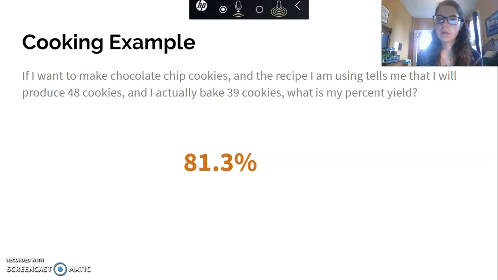For example, when we bake cookies, a lot of the time you are making them based on a recipe. If you look at Nestle Toll House, I think the yield is 48 cookies. Let's say you make that recipe and you actually bake 39 cookies. You can determine your percent yield. To do that, you would divide 39 by 48, multiply by 100, and you find out that your percent yield is 81.3%.